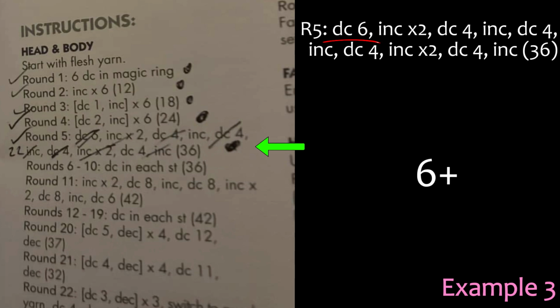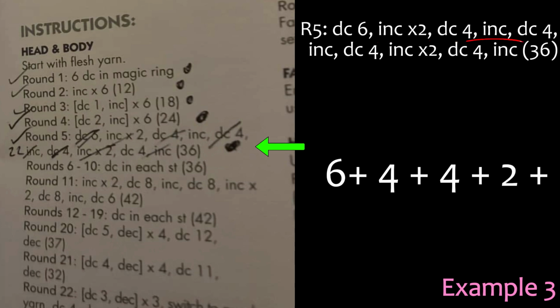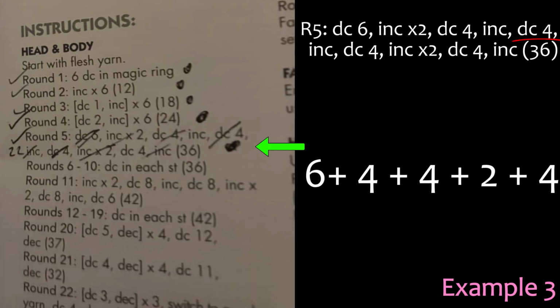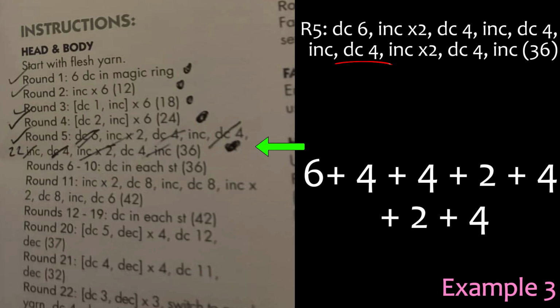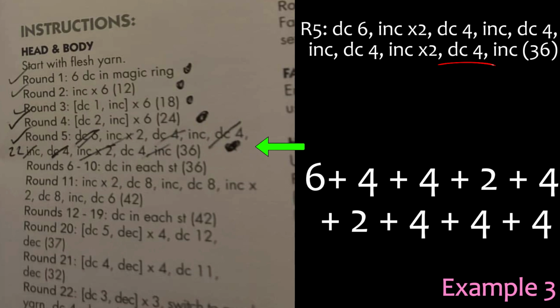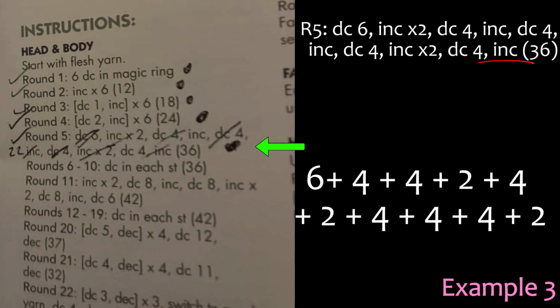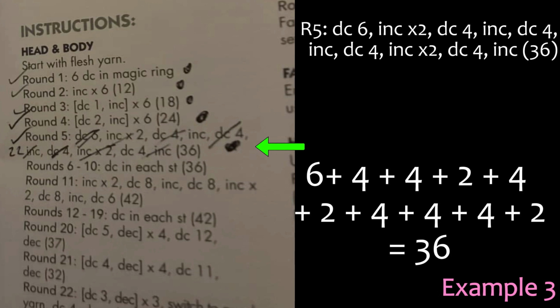So we're going to do a double crochet 6, we're going to increase twice, so 4, double crochet in 4, increase, so 2, double crochet in 4, increase, so 2, double crochet in 4, increase twice, so 4, double crochet in 4, and then increase, so 2. And this does in fact make 36.